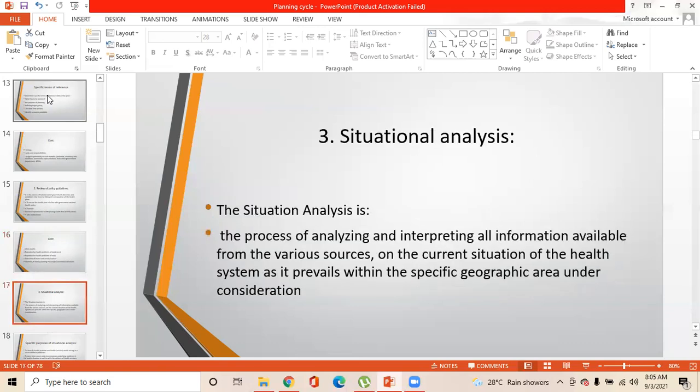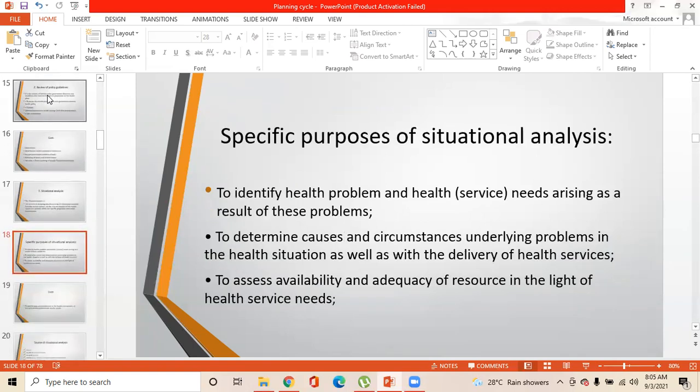Situational analysis. The situational analysis is the process of analyzing and interpreting all information available from the various sources on the current situation of the health system as it prevails within the specific geographic area under consideration.